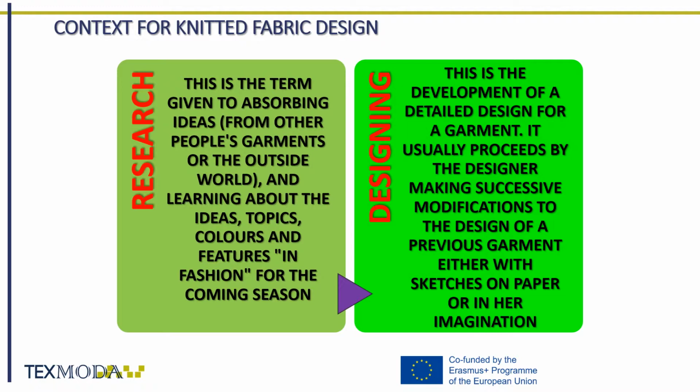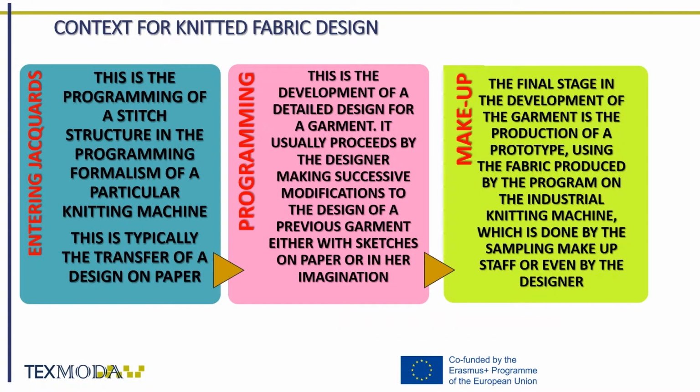A stitch structure is a combination of stitches that make up a pattern, comprising a certain number of rows and columns which may then be repeated. Entering jacquards. This is the programming of a stitch structure in the programming formalism of a particular knitting machine. This is typically the transfer of a design on paper, but simple stitch structures can be programmed directly.